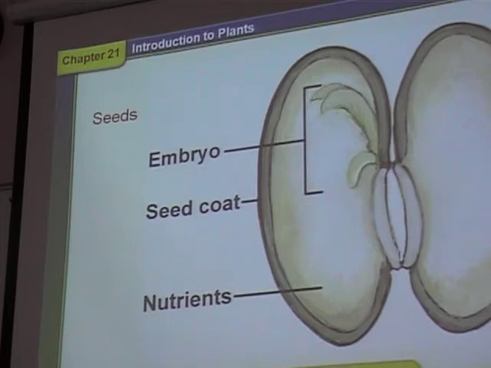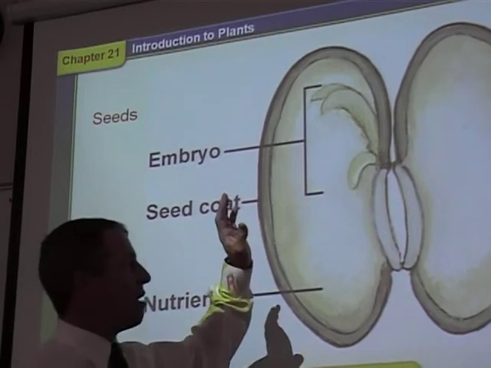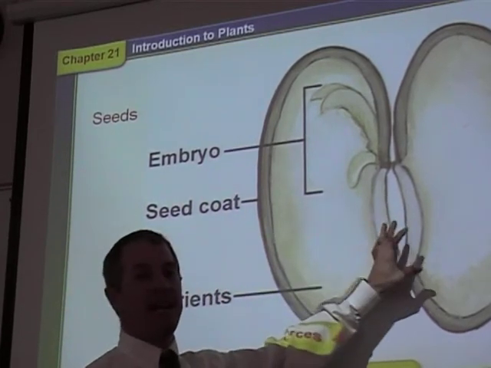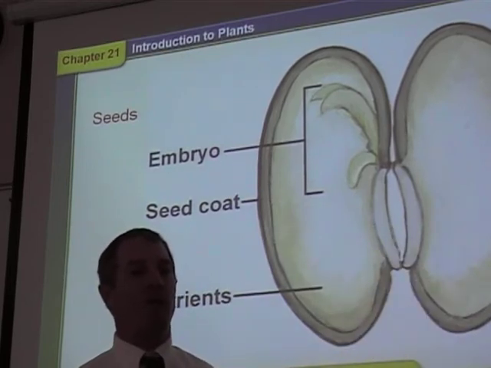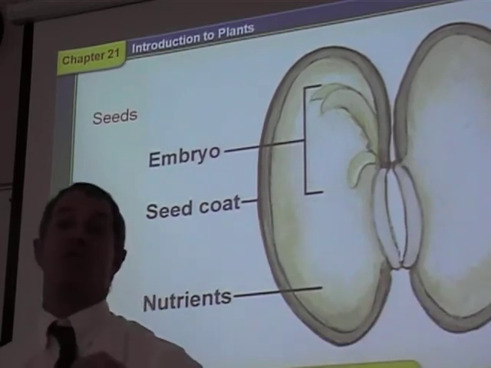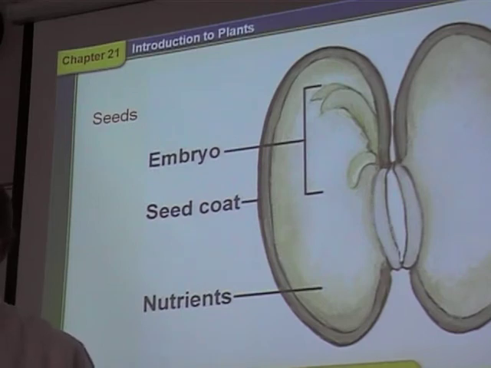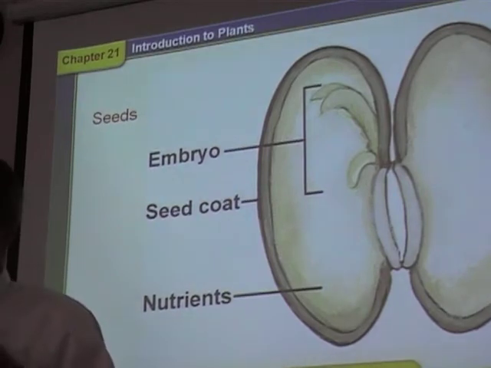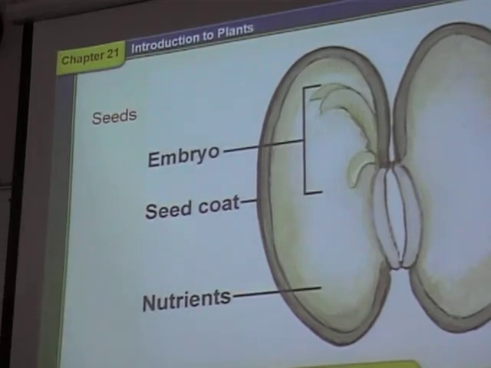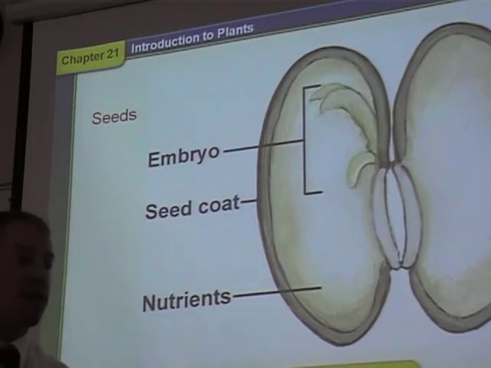Page 607 talks about seeds. Here's another thing that plants needed because they were away from water. They needed to be able to transport their young. The way algae transport their young is the sperm and egg fertilize one another, and then the zygote floats away from the parent by floating away in the water. It never leaves the water. The water carries it.